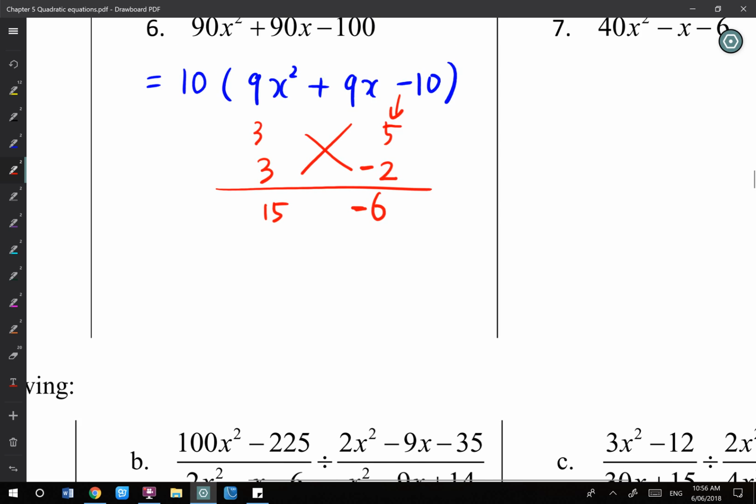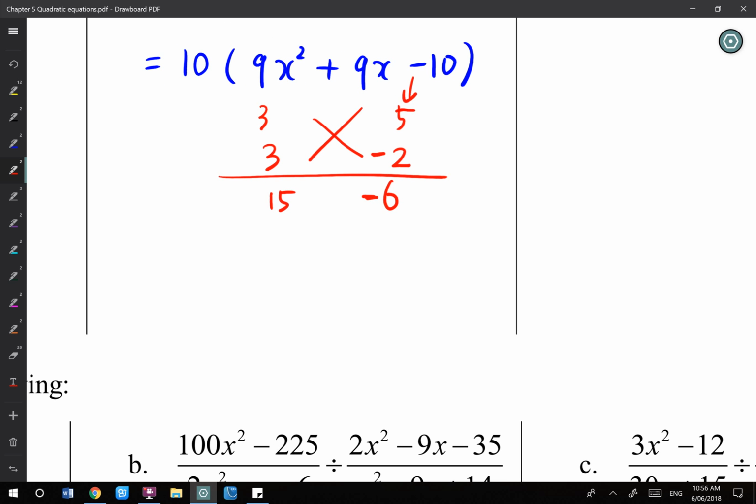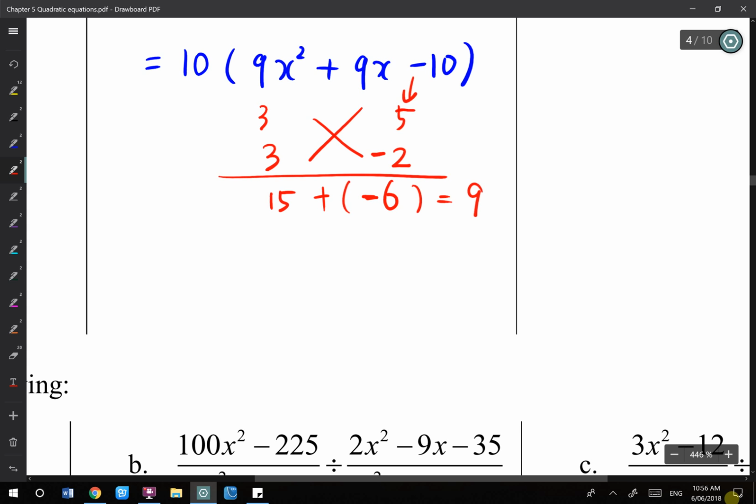I try 3 and 3. Then 10 might be the middle two, 5 and 2. And then I see 15 and 6. It's possible to create a 9, but I need a positive 9. Therefore, I need the smaller number to be negative and the larger number to be positive. So of 5 and 2, one must be negative. I will negate the 2, not the 5. So I have 9 here. So this equals 10 times (3x plus 5)(3x minus 2). So 3x plus 5 and 3x minus 2.